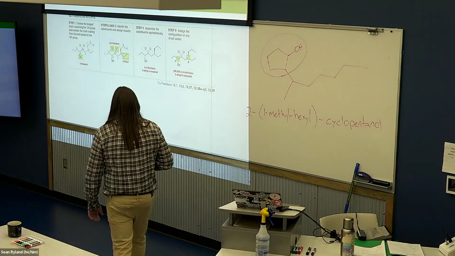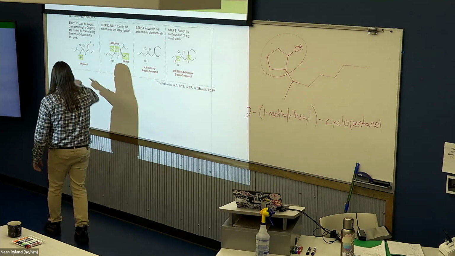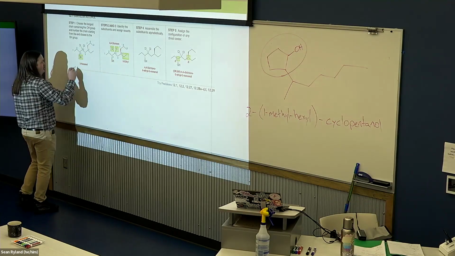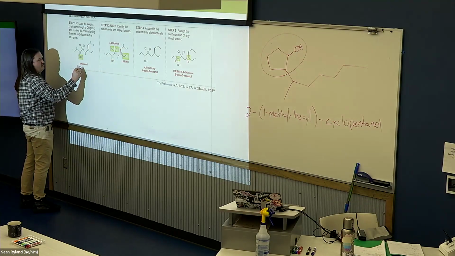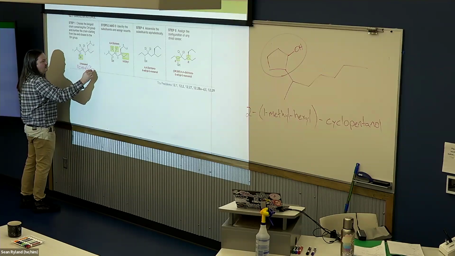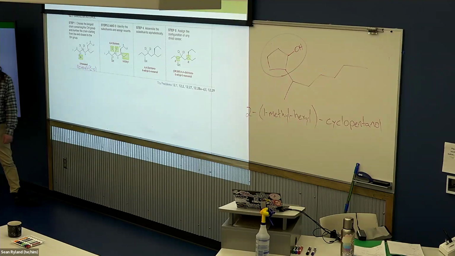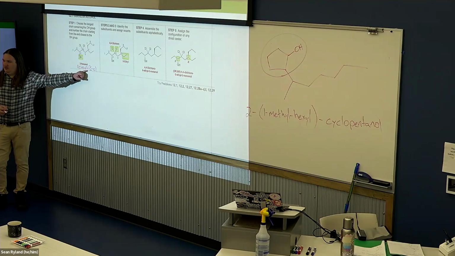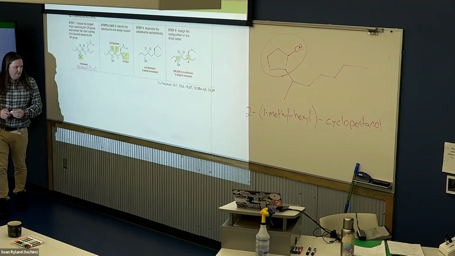And this is also where you start seeing them put the 3 in the middle. It would not be uncommon for this to be labeled as nonan-3-ol. I don't like that, but that's where you would put it. It's right before the OL part.